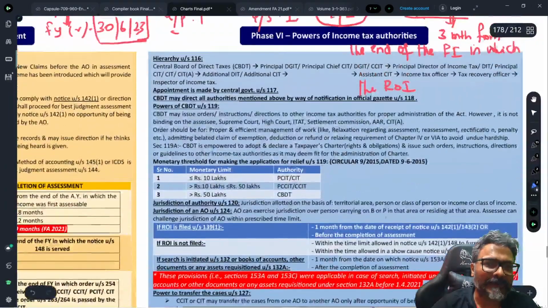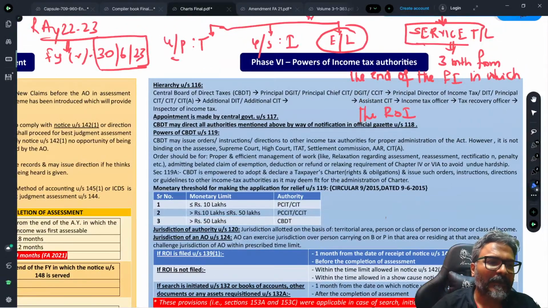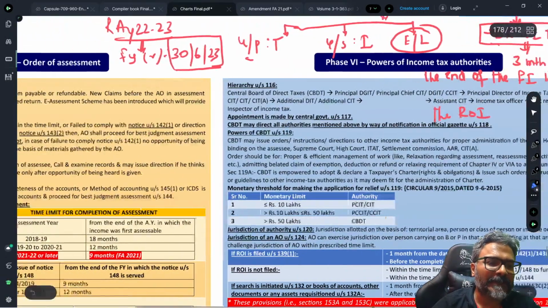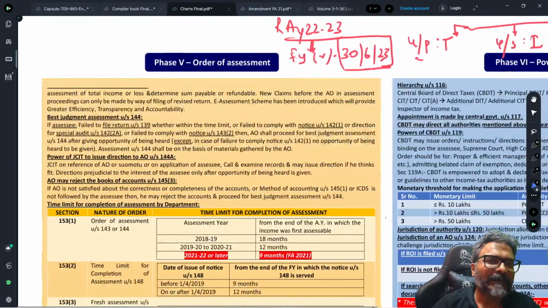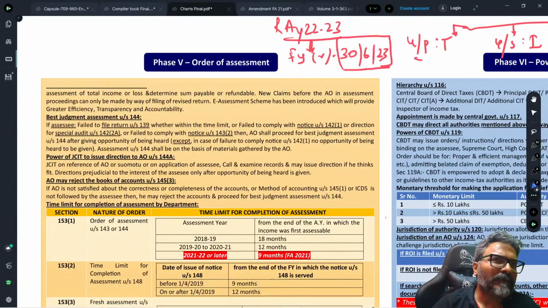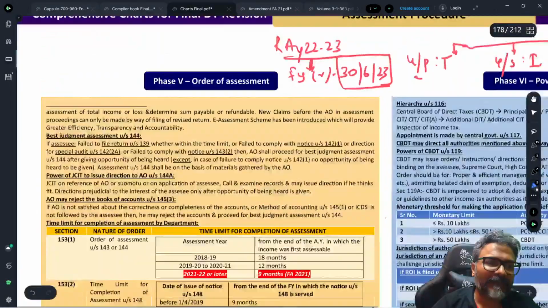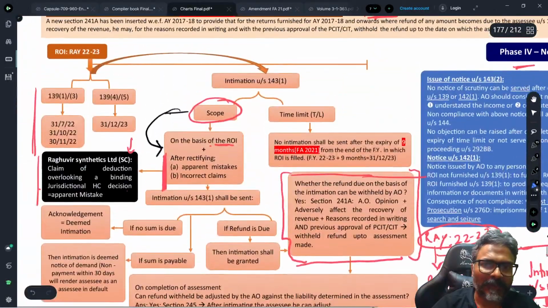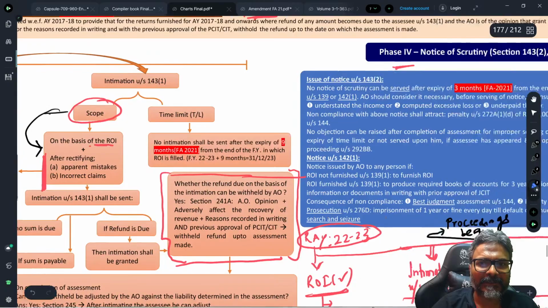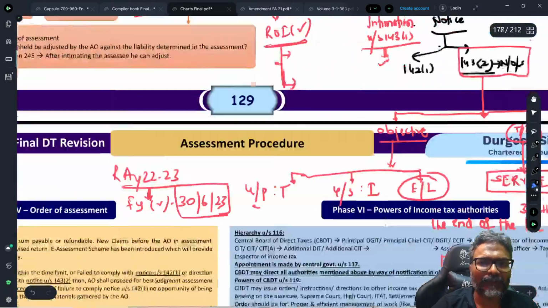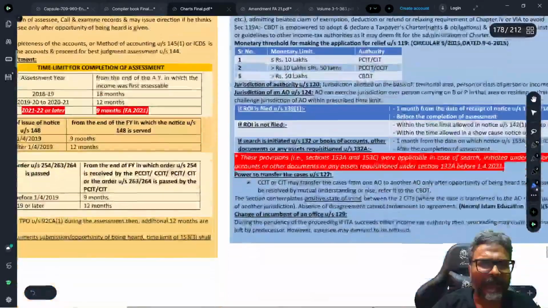The power of the income tax authority. The power, one of the most important sections, and in this attempt, students, I see 133A or 133B most likely to be expected, so far as your examinations are concerned. 133 and 133B, yeah? Students, be careful. I cannot rule out the other sections, but these sections, at least I can say to you, are very important.